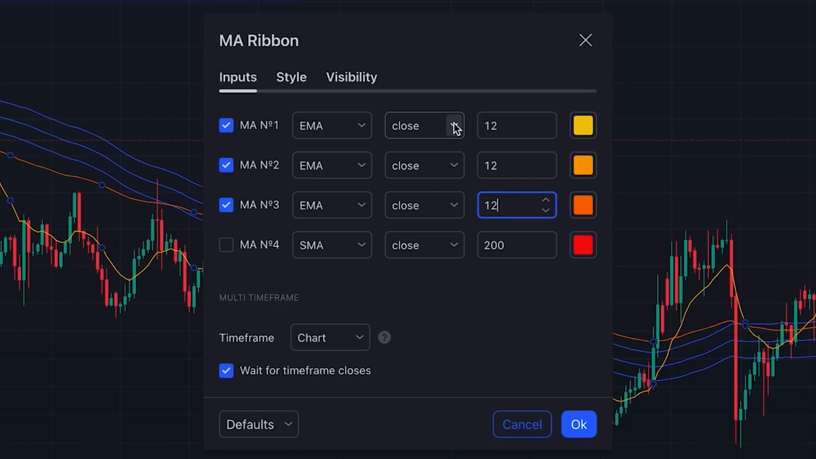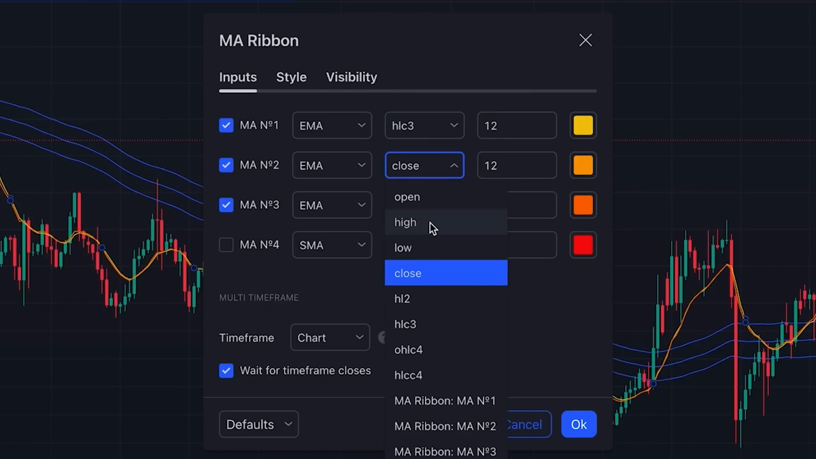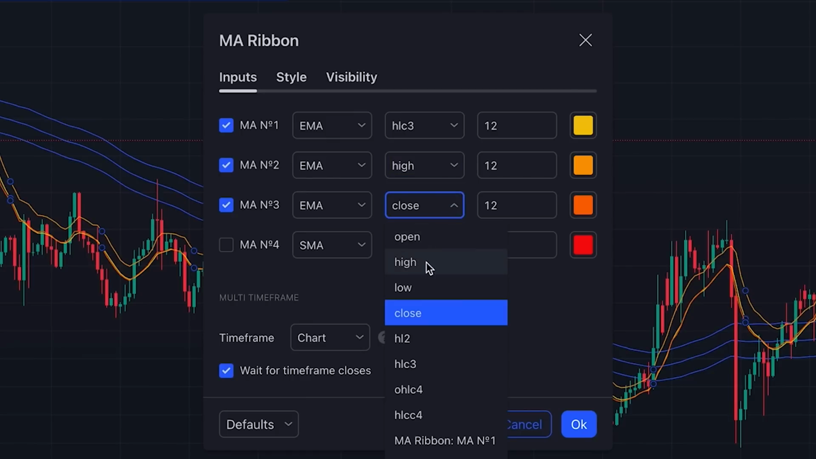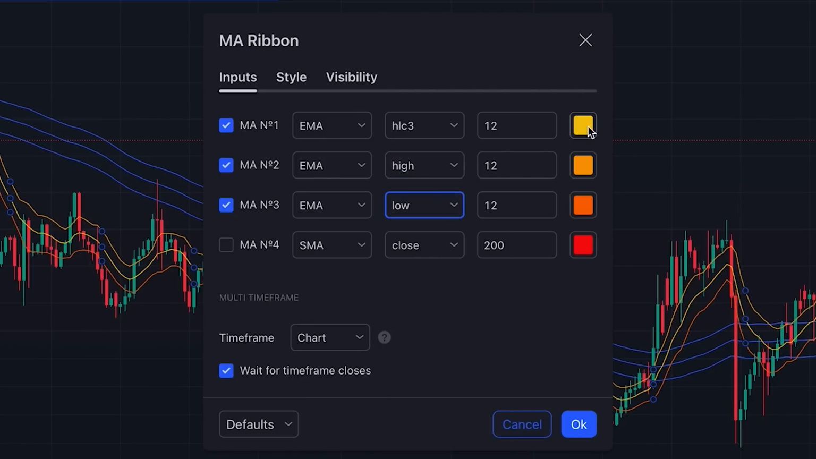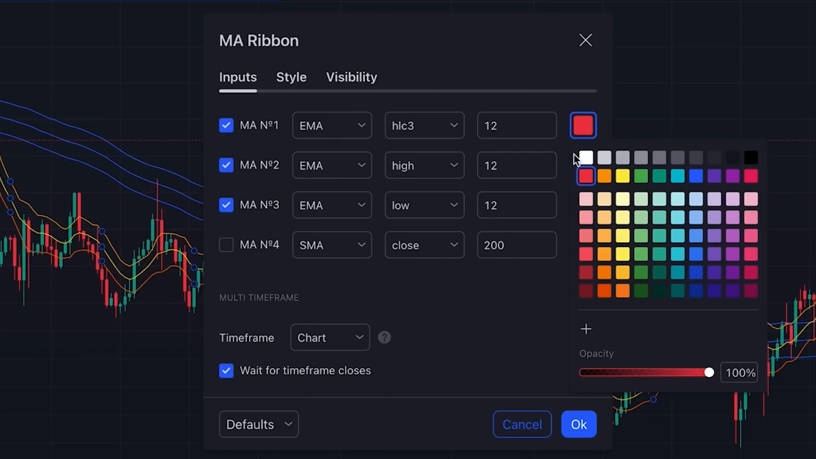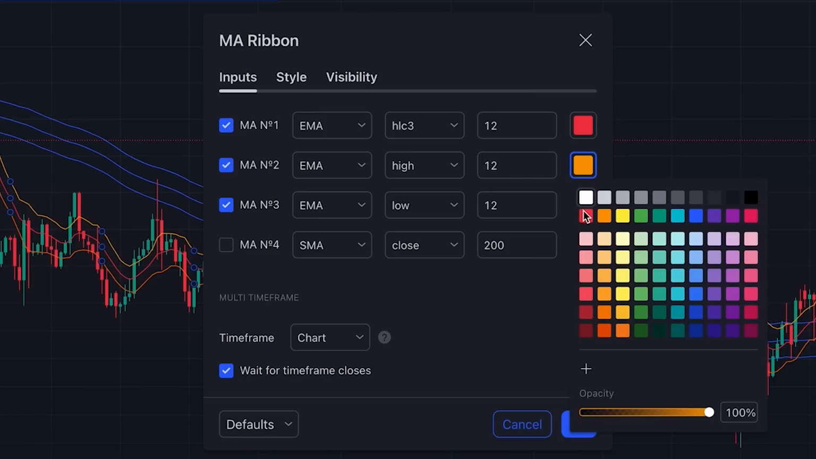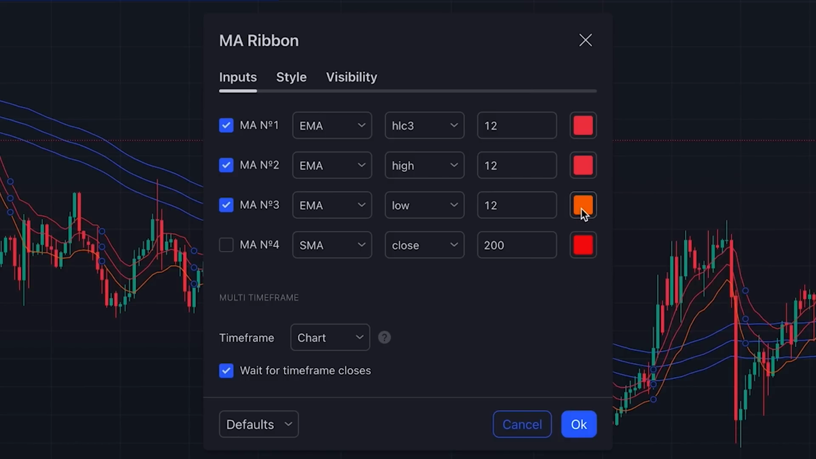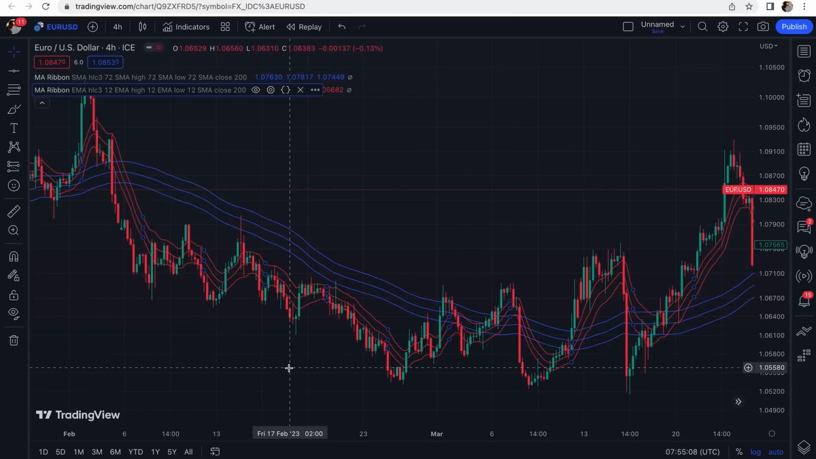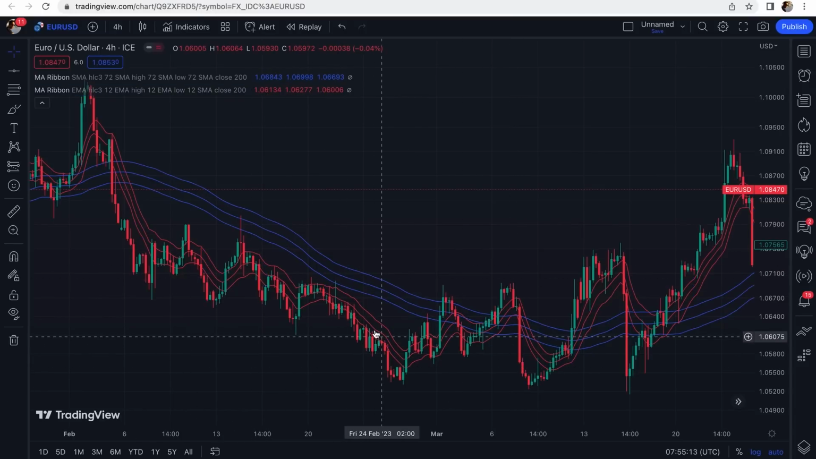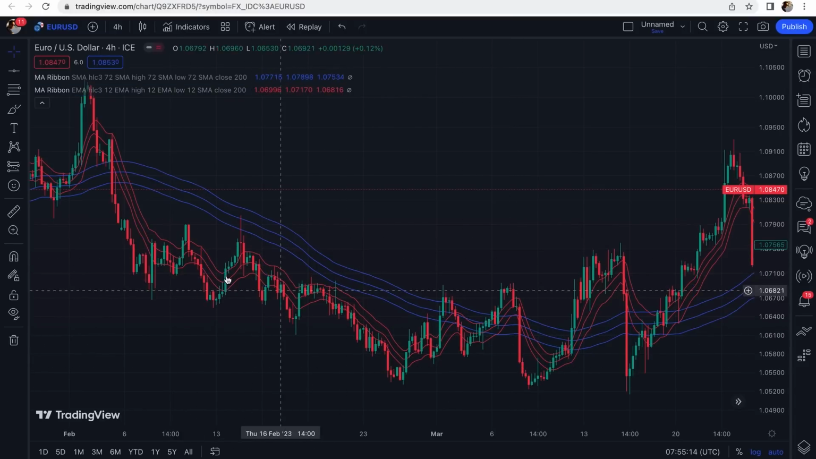Similarly, for the first one, we set it at HLC3, for the second one based on high, and for the third one based on low. And finally, we change their color to red. Alright, now we have another channel, this red channel, which is more sensitive and following the price action more closely in comparison to the blue channel.